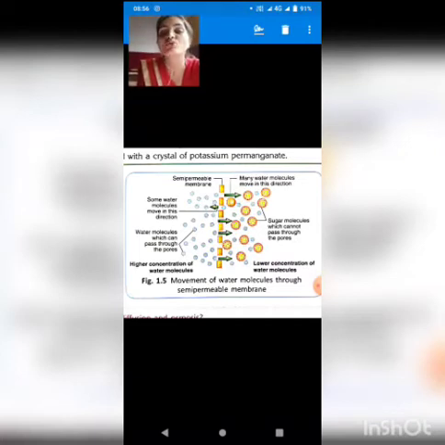In diffusion and osmosis, what is the difference? The difference is, in osmosis we are seeing the movement of water molecules from the region of their higher concentration to their lower concentration. Again I am telling you, the region of higher concentration is that region in which their amount is large. And the region of their lower concentration is the region where their amount is very less. But there is a membrane in between, and that is known as semi-permeable membrane.